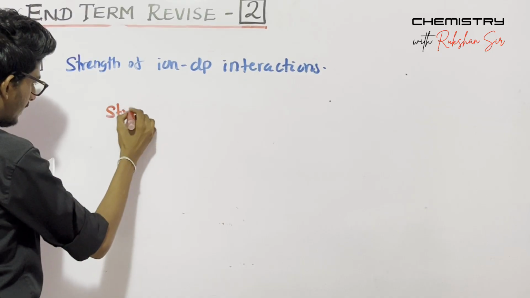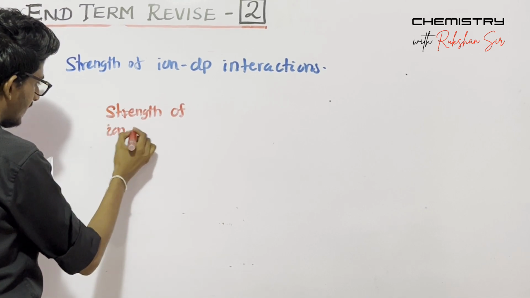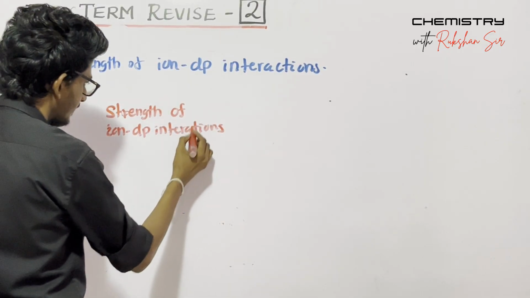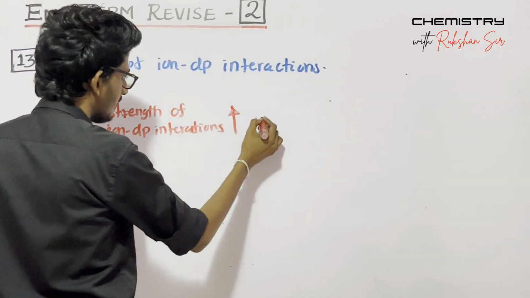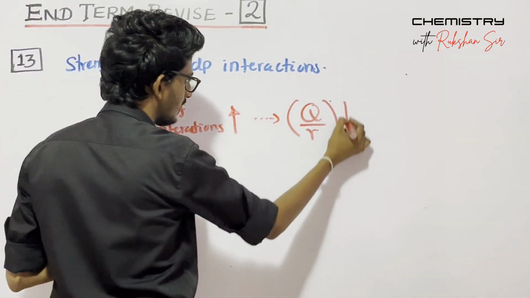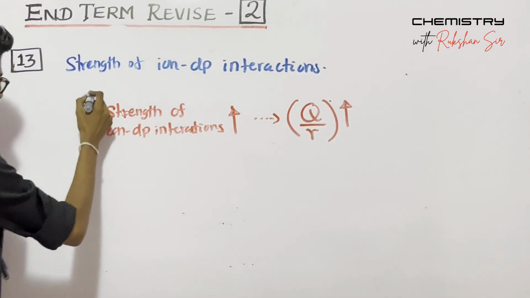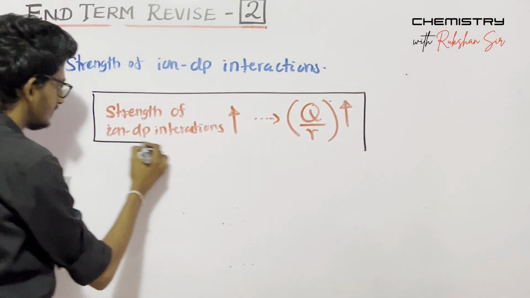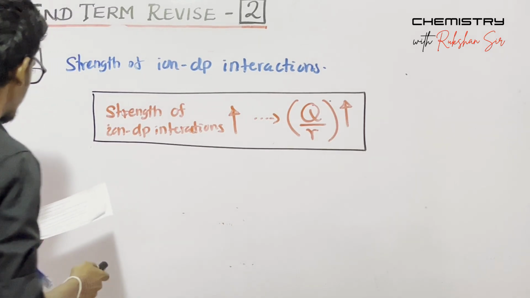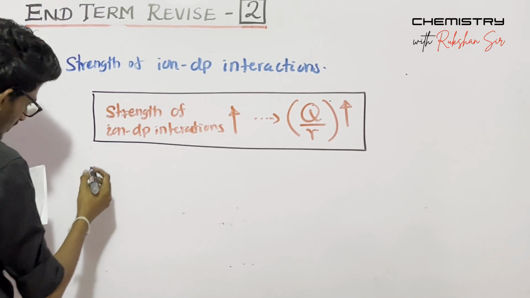The strength of ion dipole interactions increases when the charge density of your ion increases. That is the theory, right? Okay, so let's discuss the NaCl and KCl aqueous solutions.